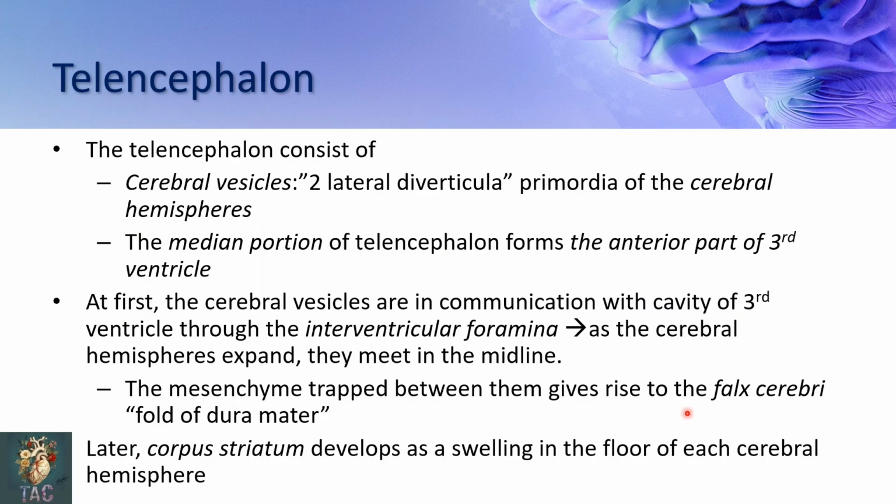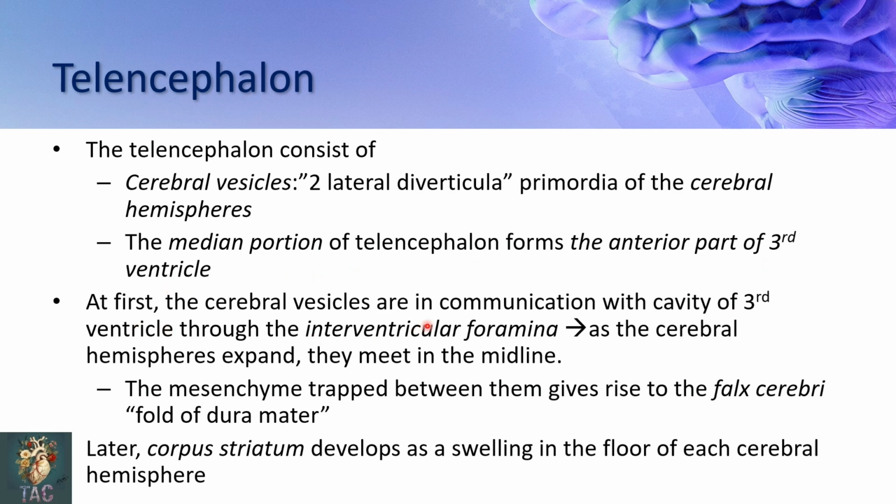So now telencephalon in detail a little bit. The telencephalon consists of the cerebral vesicles, that is the two lateral diverticula, the primordia of the cerebral hemispheres. The median portion of the telencephalon forms the anterior part of the third ventricle.